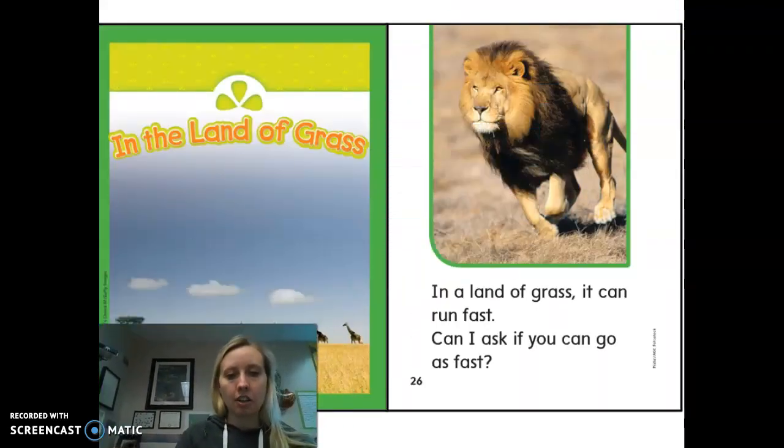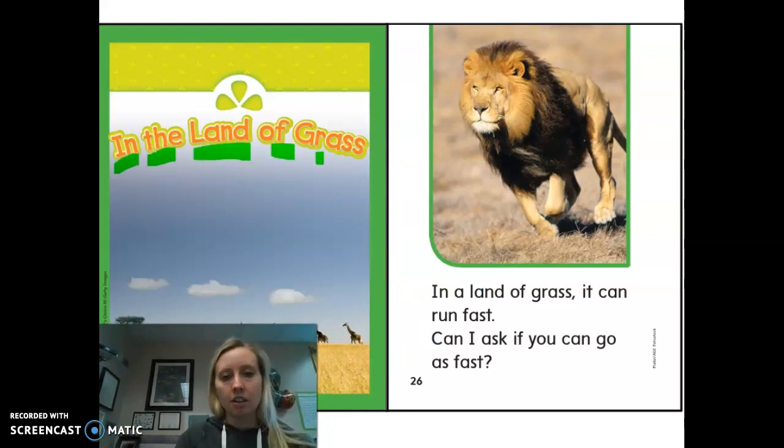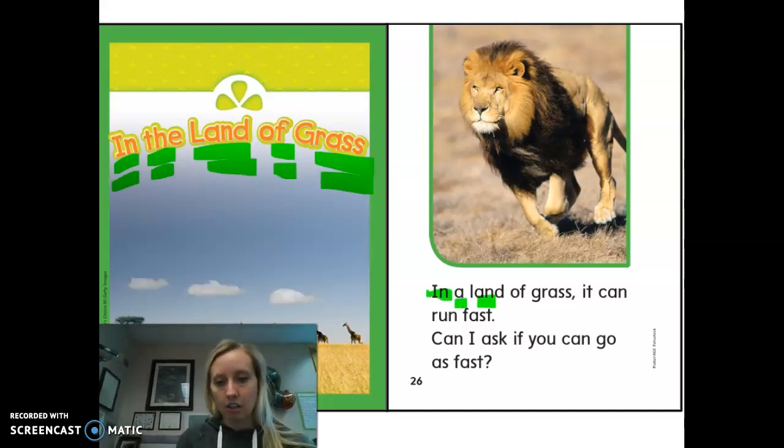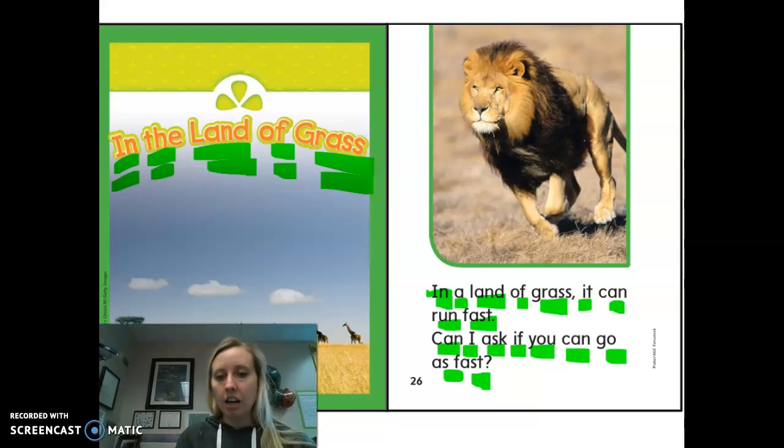Let me go down here. Okay, you're going to go first. Together. In the land of grass. Your turn. Okay, together. In a land of grass, it can run fast.